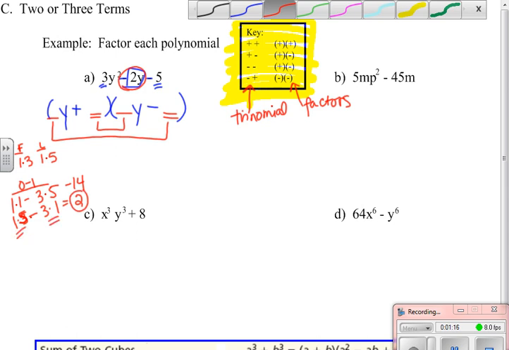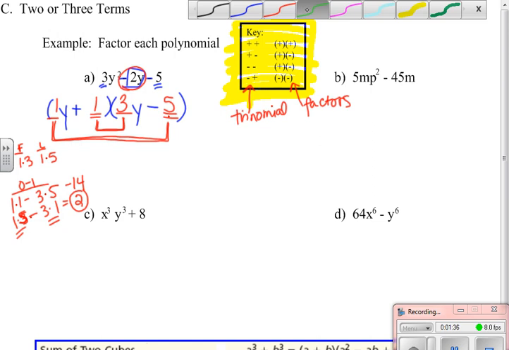So I need to pair my numbers in this way, except I need to flip it so the 5 is negative. So here's the negative position. The 5 has to be in the back term. The 5 needs to be paired with the 1 from the 3. The 3 goes over here by its y. It needs to be paired with the 1.